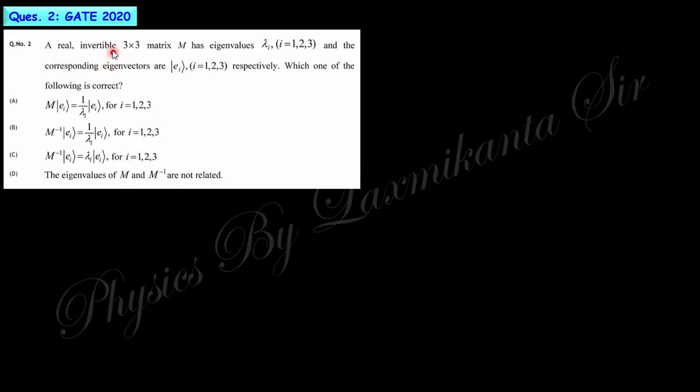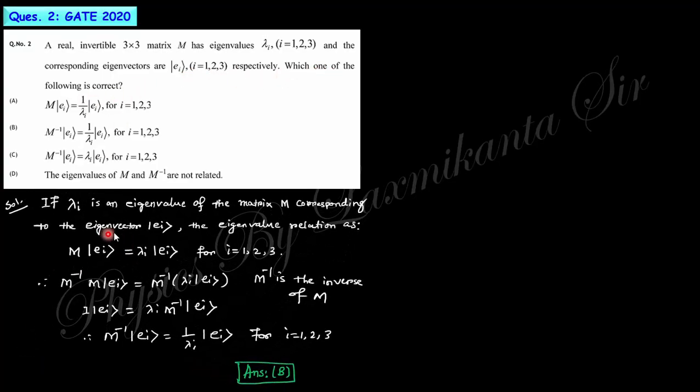Next question says a real invertible 3 cross 3 matrix M has eigenvalues lambda i and the corresponding eigenvectors are a i. Which of the following is correct? So you know the eigenvalue equation is M times the eigenvector equals lambda times the eigenvector, where lambda is the eigenvalue and a is the eigenvector.